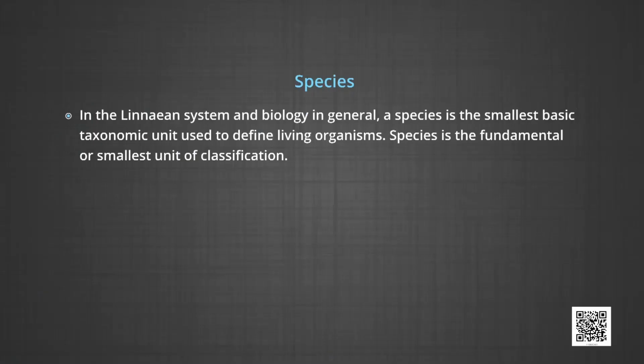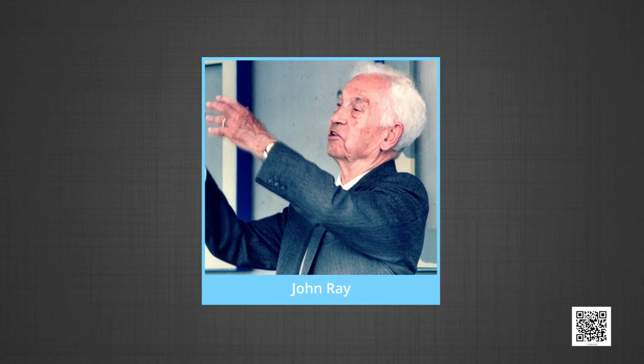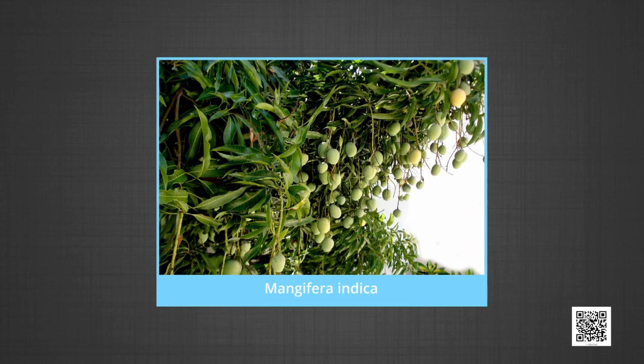Species. In the Linnaean system and biology in general, a species is the smallest basic taxonomic unit used to define living organisms. Species is the fundamental or smallest unit in the classification. The term species was distinguished from genus by John Ray. Ernest Mayr defined species as a group of potentially interbreeding natural populations of closely related organisms. Taxonomic study considers a group of individual organisms with fundamental similarities as a species. One should be able to distinguish one species from other closely related species based on distinct morphological differences.